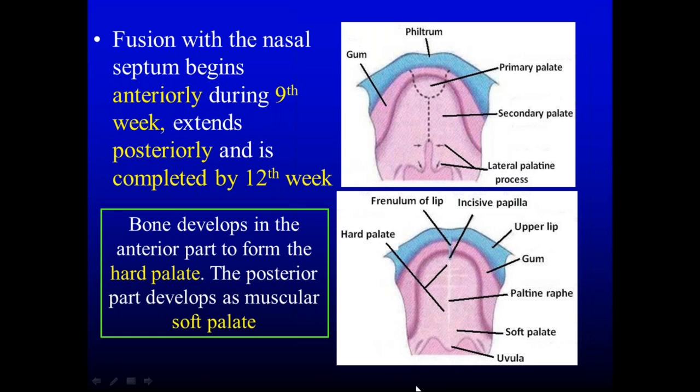So this is the hard palate, this is the soft palate. This is the premaxillary part of the hard palate. This is your frenulum of the lip, that is your lower lip. Now this is the anterior two-thirds of the tongue. This is the posterior one-third, and this is your soft palate, the unossified part, which forms the muscular soft palate.